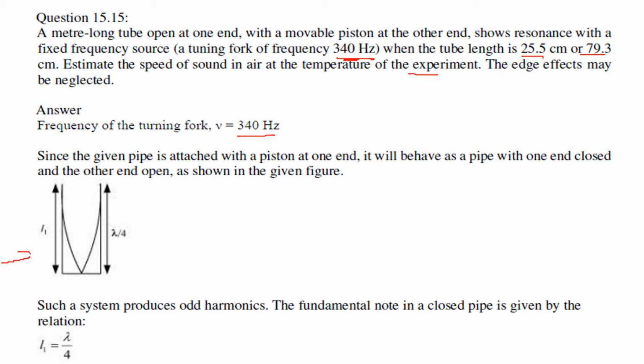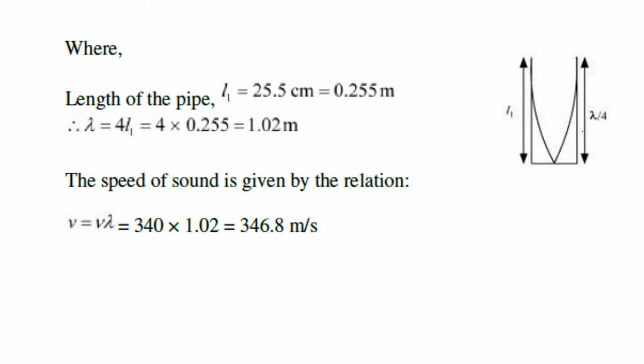You see, this given pipe is attached with a piston at one end. So it is going to behave as a pipe with one end closed because of this reason, and the other end open. So this will be closed and this side will be open, as you see here. In this kind of situation, we have seen in theory that this will produce odd harmonics. So what will be the fundamental mode in this closed pipe? L1 is given by lambda by 4. We know about this. So L1 will be lambda by 4.